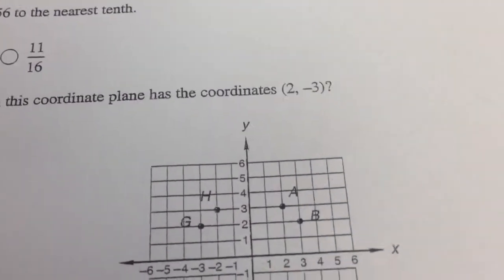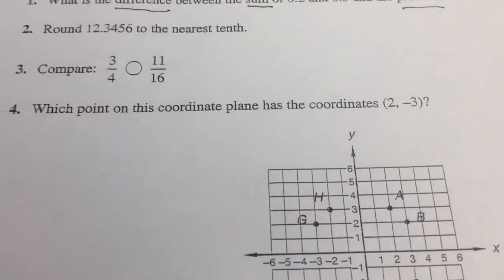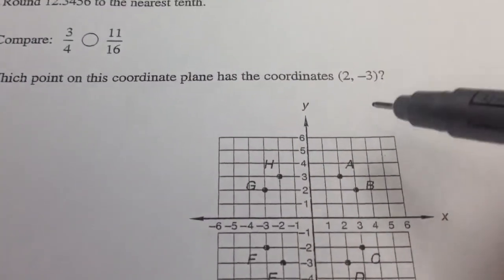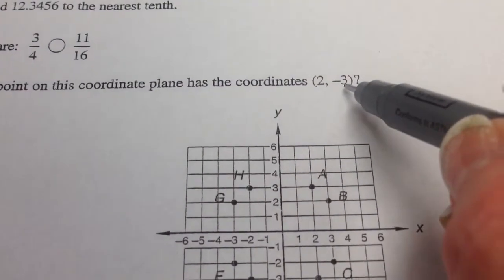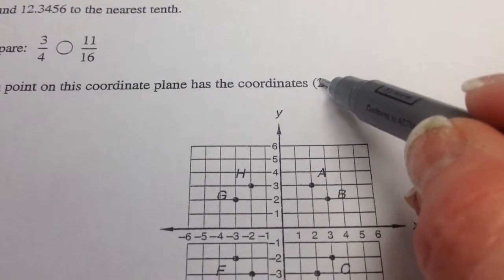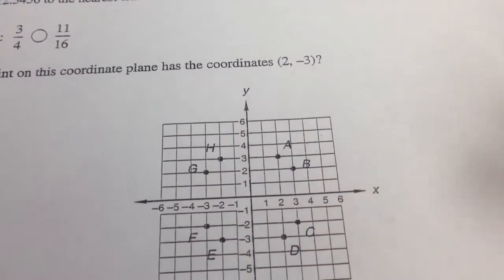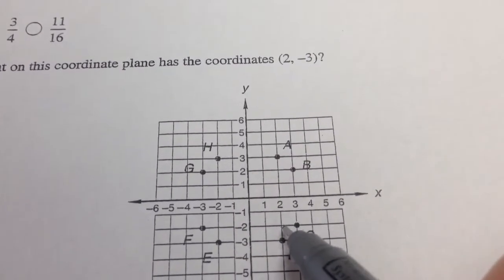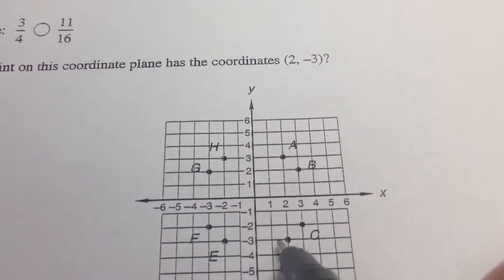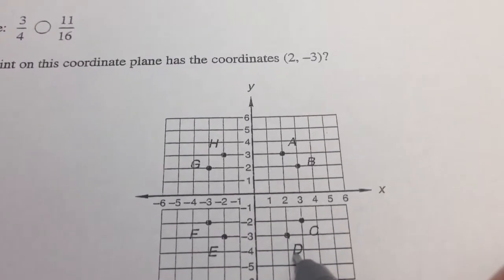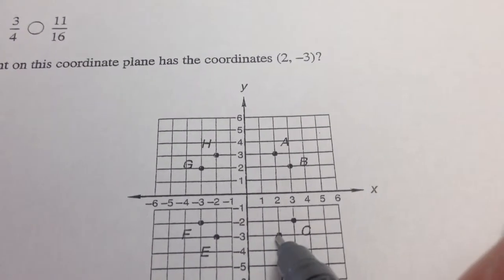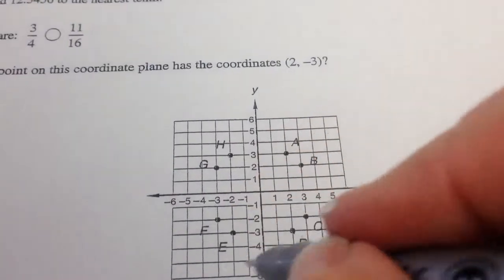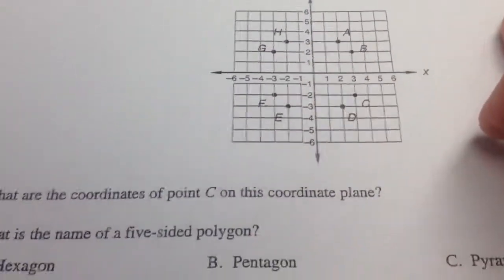Now, number 4, we're going to do right on the test here because we have to look at this coordinate plane. So it says, which point on this coordinate plane has the coordinates of 2 and -3? Well, remember, x is named first, then y. So let's go to x. We go over 2 and then down 3 because that's negative. 1, 2, 3. And what point is that? It's really this one down here. So it's pointing to D. So that would be D. You would just write D on your answer test.